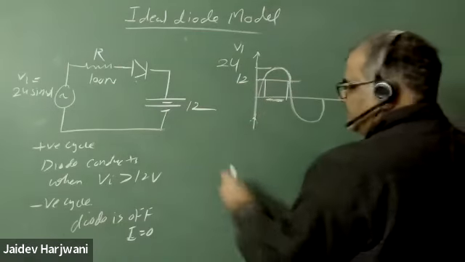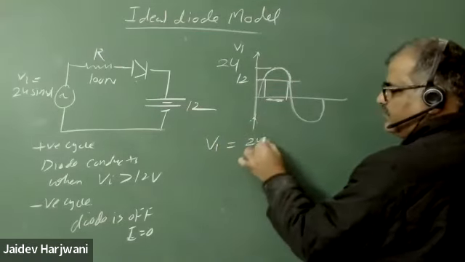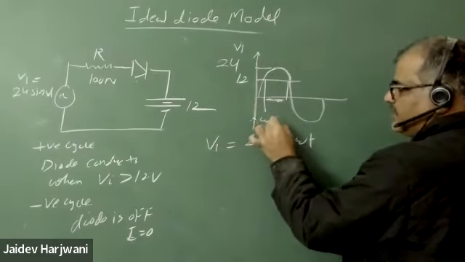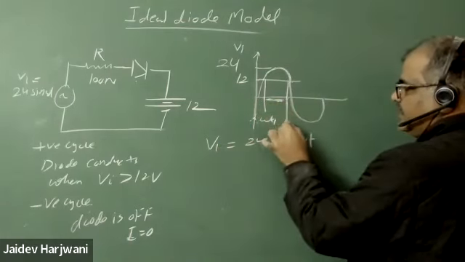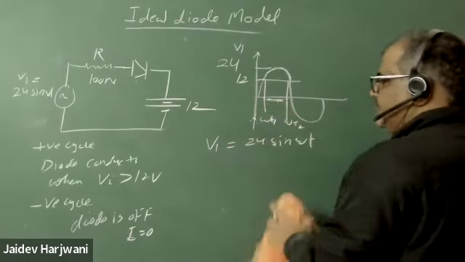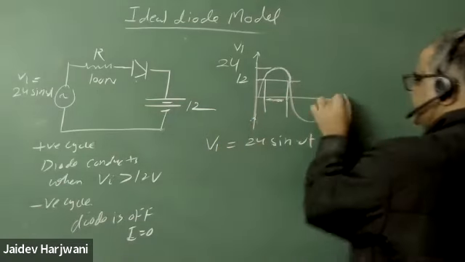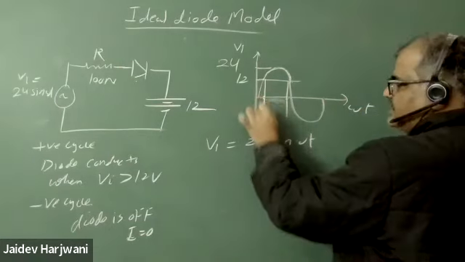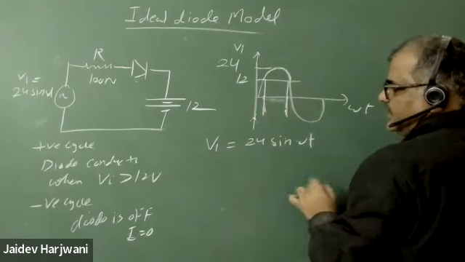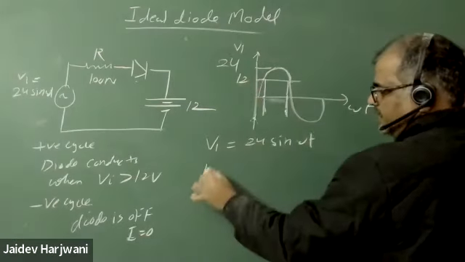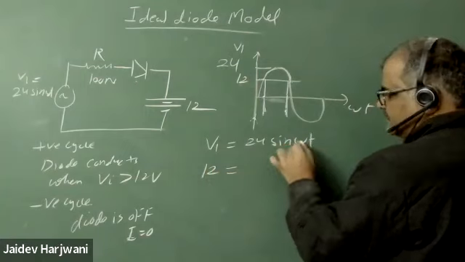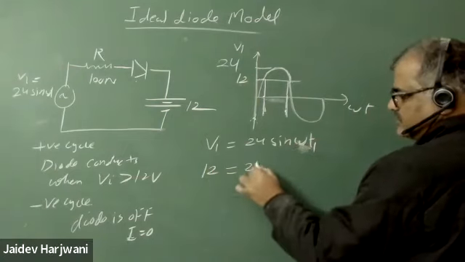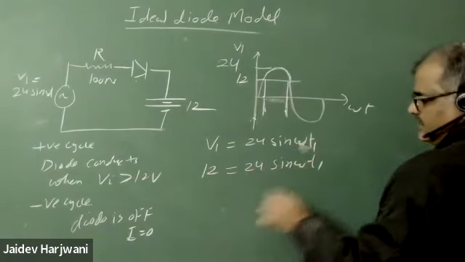I have been given the equation Vi equals 24 sine omega t. Say this point is omega t1, and this point is omega t2. Are you getting this point? From this point to this point my diode is conducting. At this point my voltage is 12, so my input is 12. This happens at time omega t1, where Vi is 24 sine omega t1.